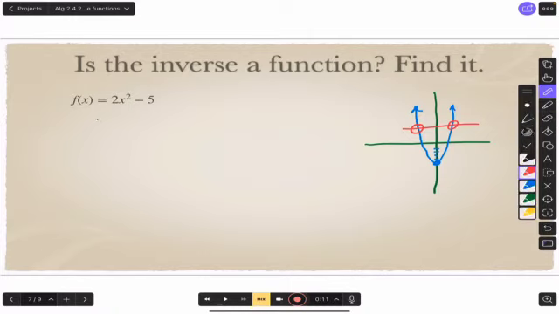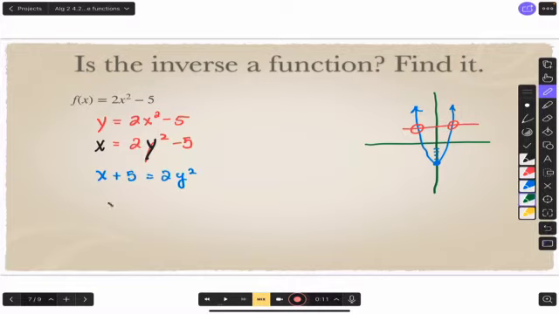But we can still go about seeing why that is, and so you still have to do the calculations. Flip-flop our x and our y. And let's see here, we'll add our 5 to both sides. We'll divide by 2. And here's why it is not a function.